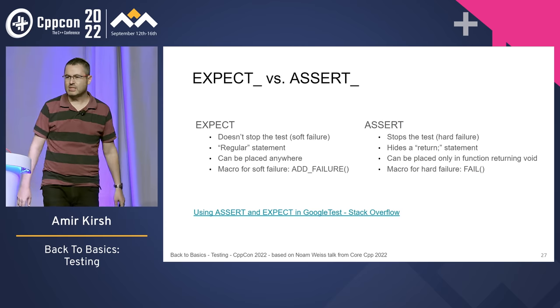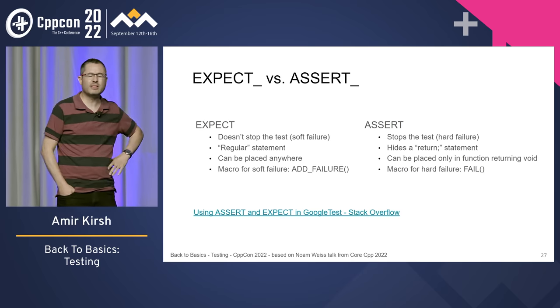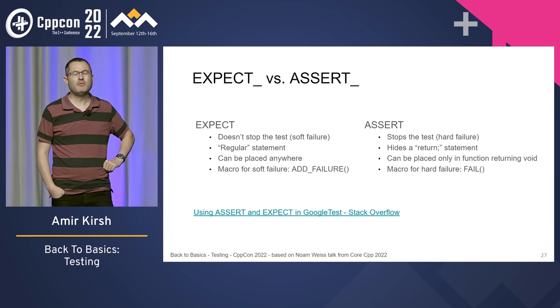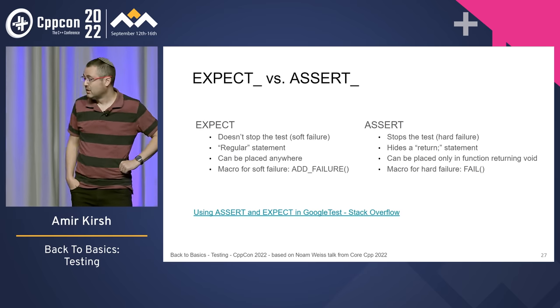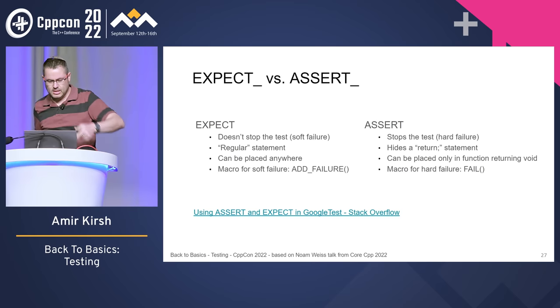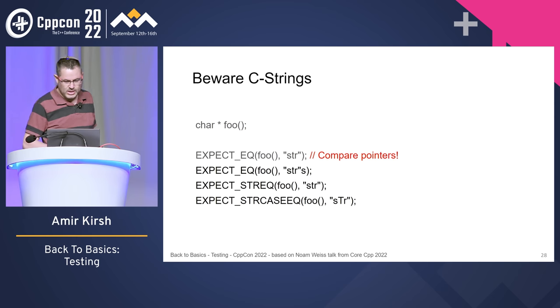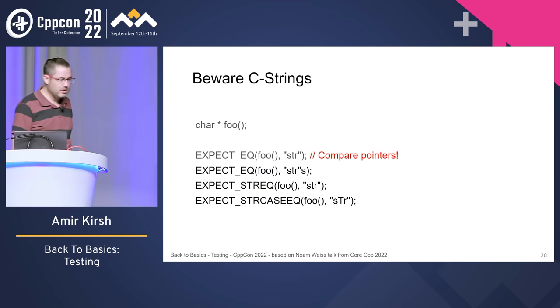Assert hides a return statement inside, so if you are using assert, you cannot do that, I think, in a constructor, because you cannot have a return in a constructor, I think. There are some differences. If you want to read about the differences more, there is a Stack Overflow post on that. Beware of C-strings. The first one is not good.